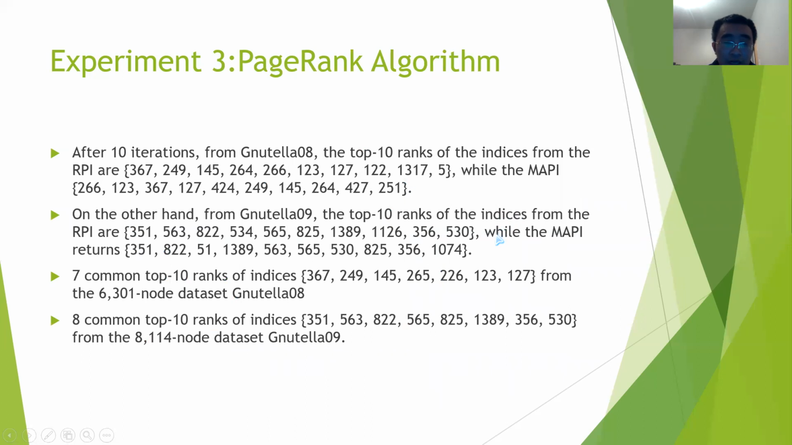If we choose the top 10 of the results, we can see that there are 7 in common from Gnutella 08, which has more than 6,000 nodes, and 8 from Gnutella 09. Of course, the order may be a little different, but it doesn't matter, because if we use this in the PageRank algorithm, what will be displayed on the first page will be very close. Maybe the order is a little different, but that is not important.